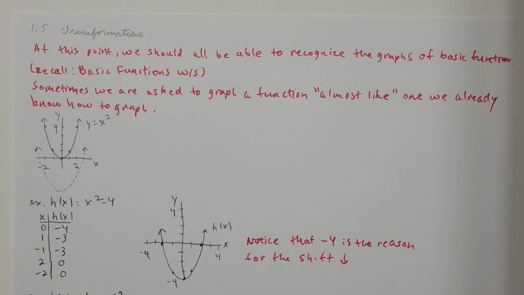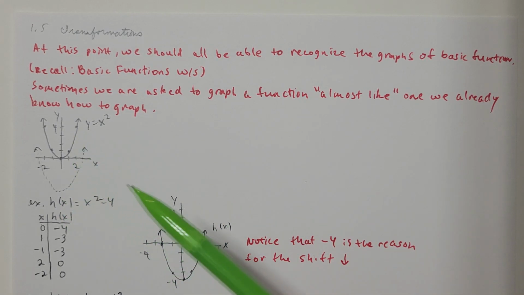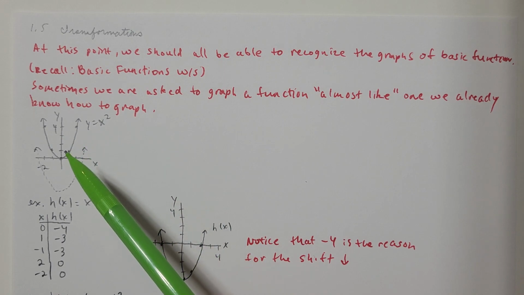Now sometimes we're asked to graph a function that's almost like one that we know how to graph. So it's almost like one of the basic functions. There's maybe something a little different about it. So suppose that, for example, I have the square function. The square function is a parabola centered at the origin facing upward. Okay, so you've got y equals x squared.